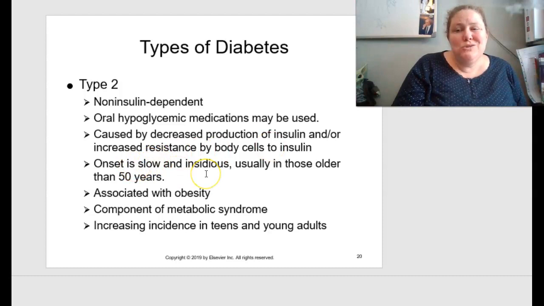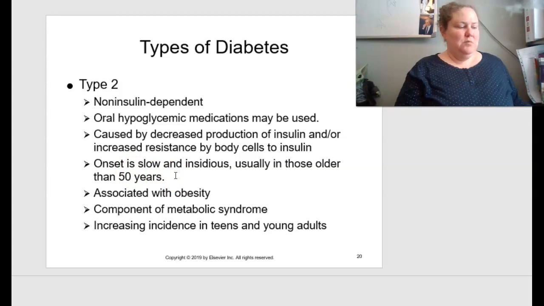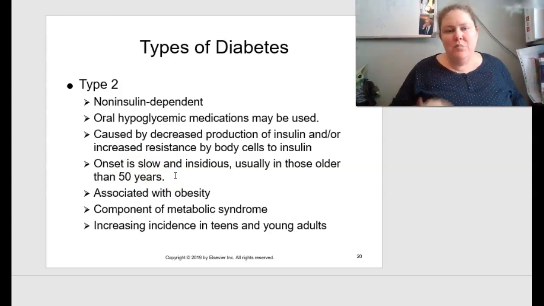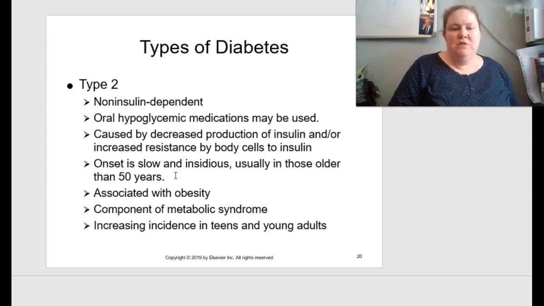The onset is usually slow and insidious, and this usually happens in older people, older than 50. The last few years, some of these demographics have changed as the American diet continues to change, and just a lot of things are going on. But as a general rule, 50 years-ish is when you start to develop it. And this is usually associated with obesity. And this is a component of metabolic syndrome. And again, this is increasing in incidence in teens and young adults.